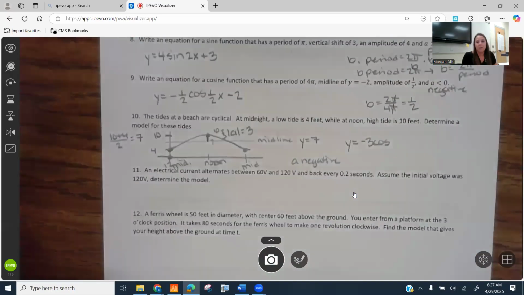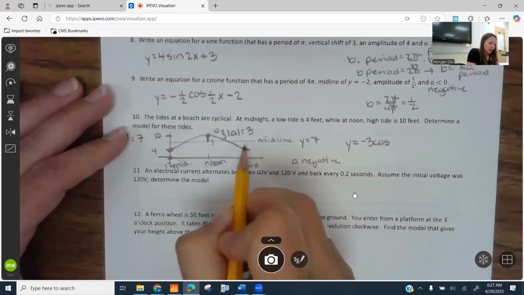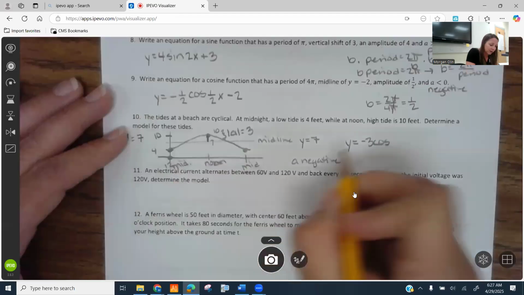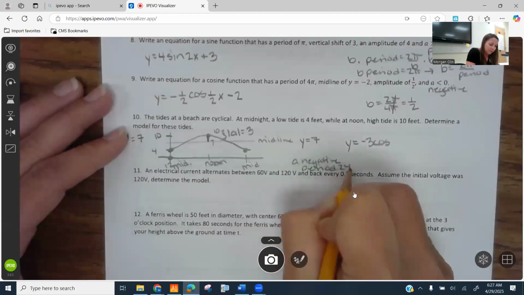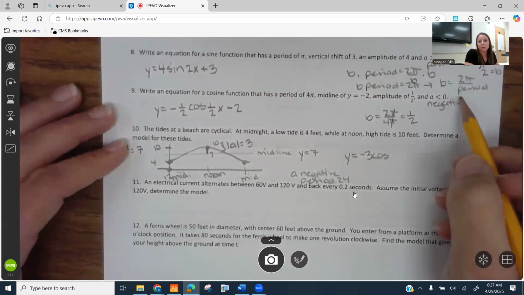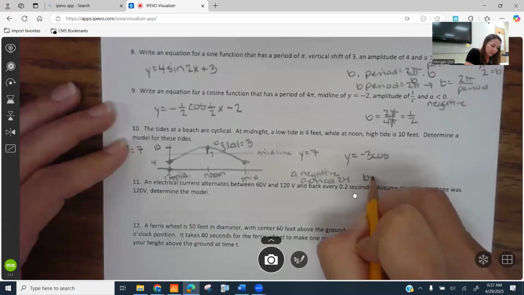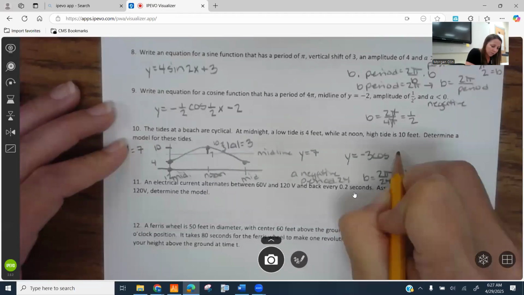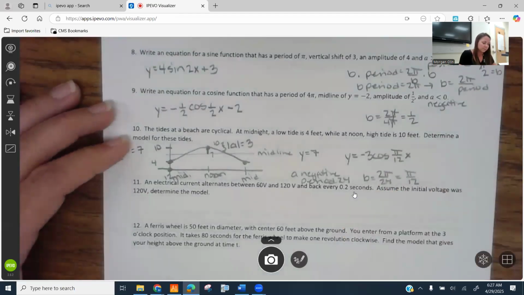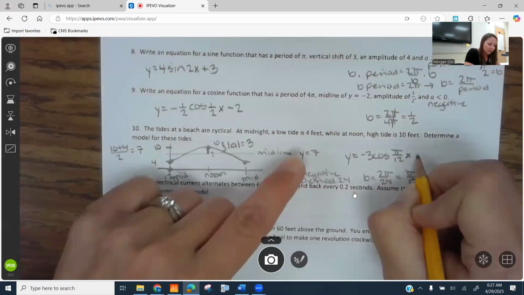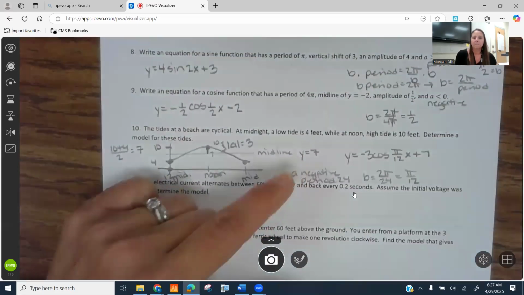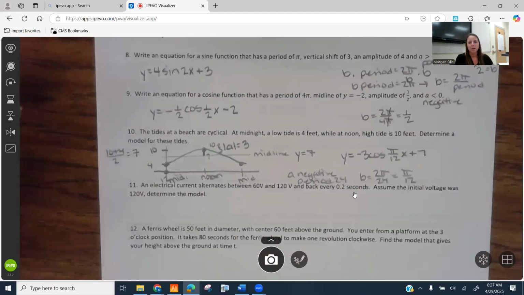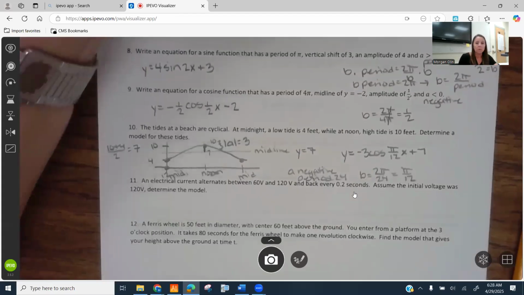The only thing I haven't gotten is my b value. My b value is 2 pi over the period. If you notice, the period is this length right here. So my period is 24. If I use this formula up here, b equals 2 pi over the period. So b equals 2 pi over 24. That reduces to pi over 12. So b is pi over 12. We'll put x. All right, and our midline, so plus 7. If you want to graph this and see if it matches this, you'll figure out that it does. All right, now moving on to number 11.